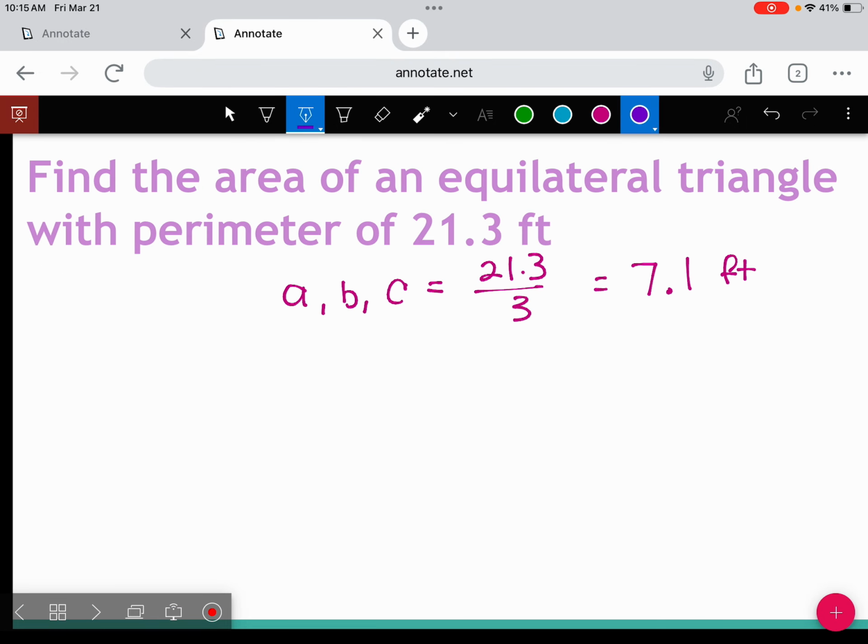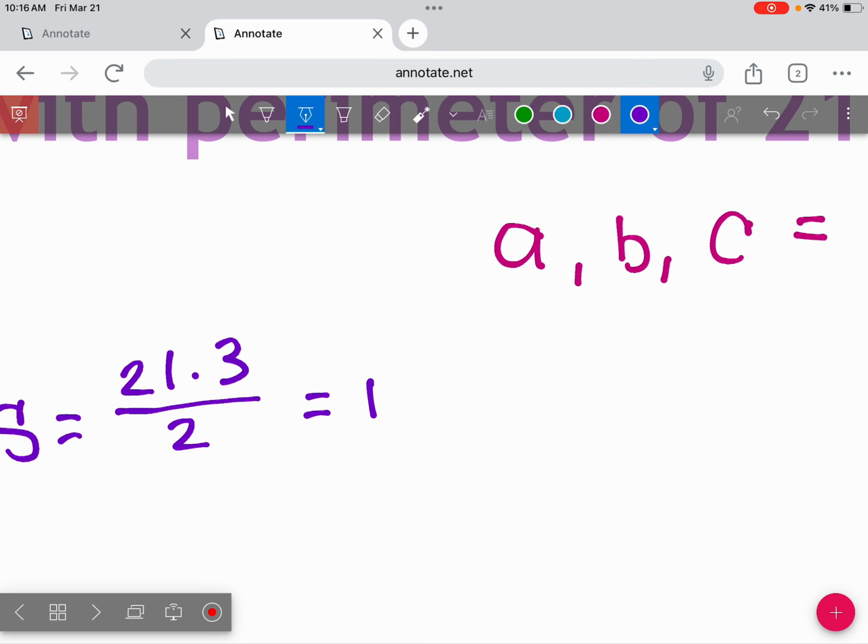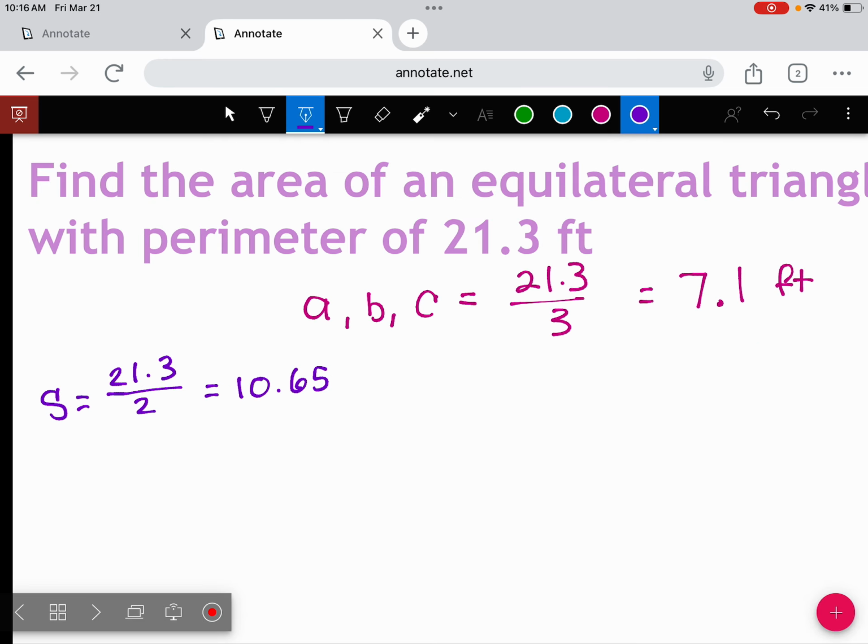To do Heron's, we also need to know our S, that semi-perimeter. What's our semi-perimeter going to be? The 10.65. That's when we take the 21.3, or you can add up A plus B plus C, and divide it by 2. And semi-perimeter is our big S, the S in the formula.